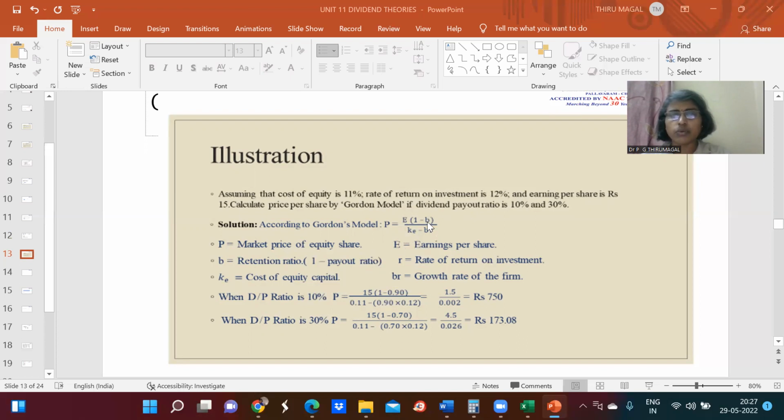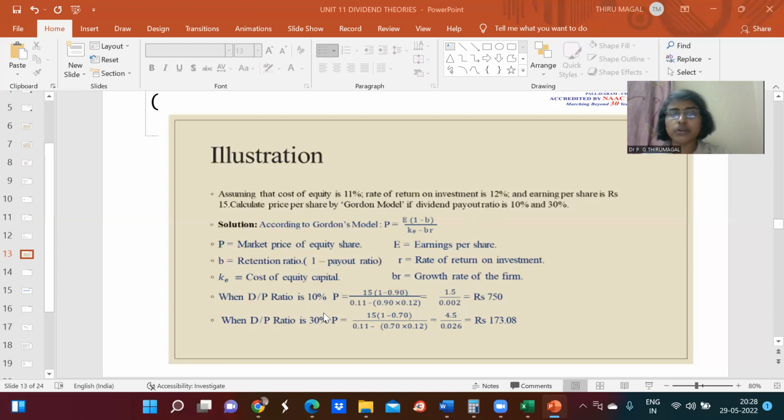Now E into (1 minus B). E is nothing but earnings per share, that is given in the problem as 15. So 15 multiplied by (1 minus B value). Retention is 0.90, divided by KE. K is 11%, 11% means 0.11, minus B into R. B is 0.90 into R, R is 0.12. When you simplify this, you will get 750 rupees. So when the dividend payout ratio is 10%, what it means is 90% they are retaining. In that case, the share price of the company is 750 rupees.